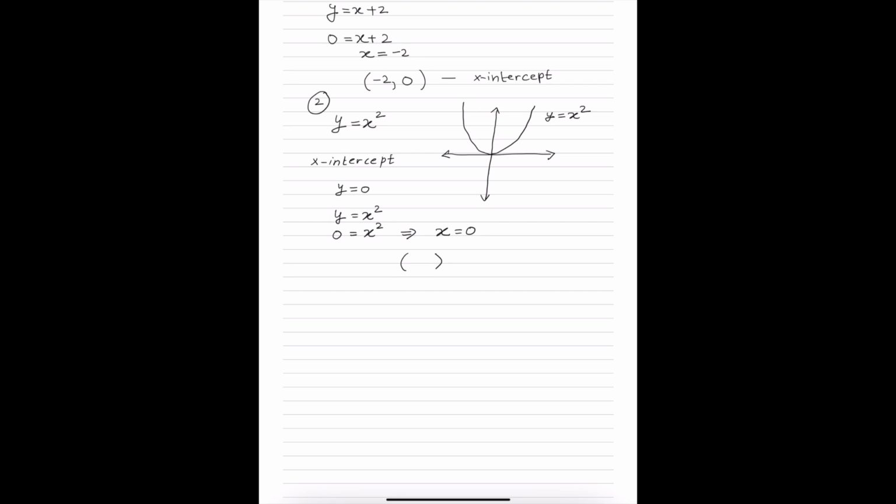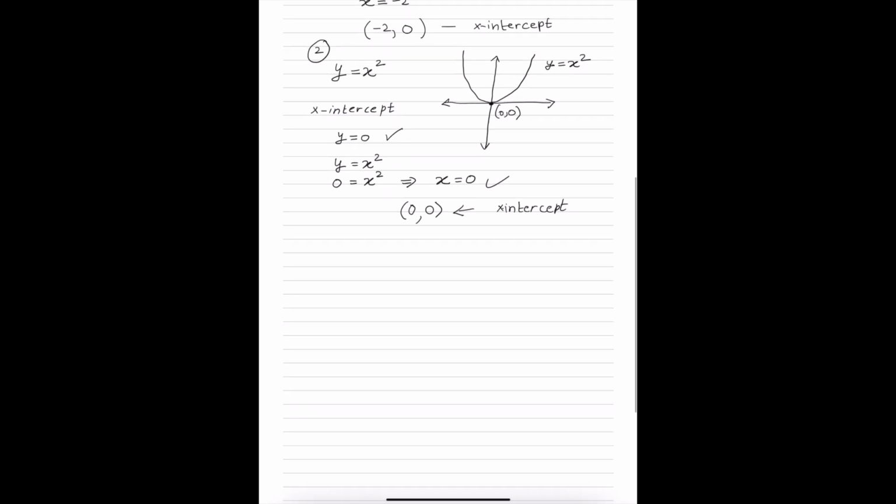So the coordinates x, y are x is 0 and y is 0. So 0, 0 is the x-intercept, and we can see it through the curve as well, because 0, 0 is the point where the graph y equal to x square is cutting x-axis. It is here. Now let's find the y-intercept.